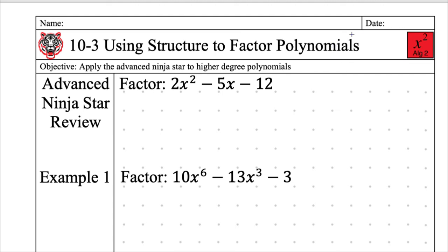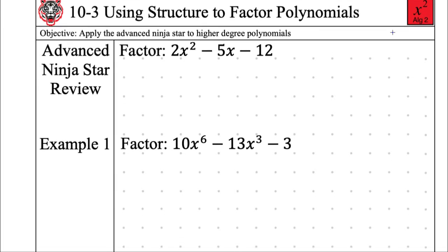This is Algebra 2, Lesson 10-3. Today's date is Monday, March 30th, 2020. Our objective today is to apply the advanced ninja star to higher degree polynomials. So we are on Lesson 10-3, using the structure to factor polynomials.